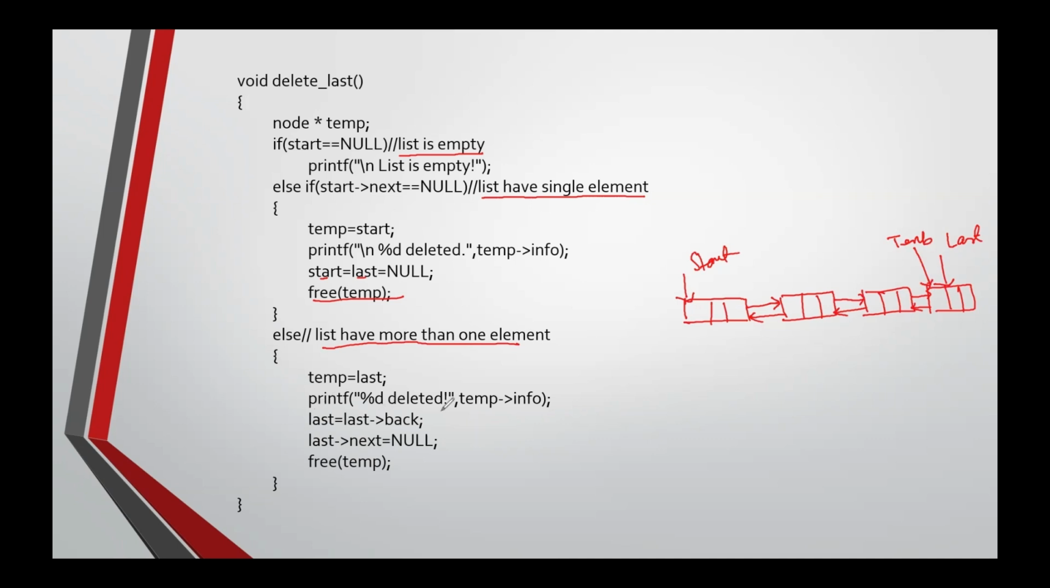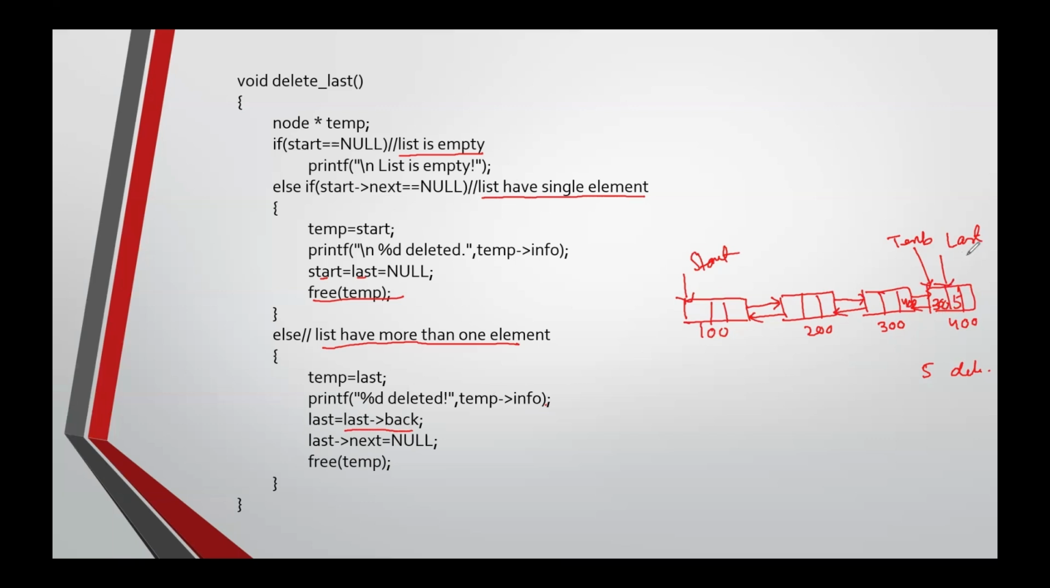Then print the percentage deleted, which value? Temp info. What is temp? This one. So for example, this is the 5. So it will print that 5 is deleted. Then last equal to last back. What is last? This one. For example, this is 100, this is 200, this is 300, this is 400. So this one stores which value? 400 value. This one stores which value? 300 value. Now last stores which value? Last back. What is last? This one. What is last back? 300.